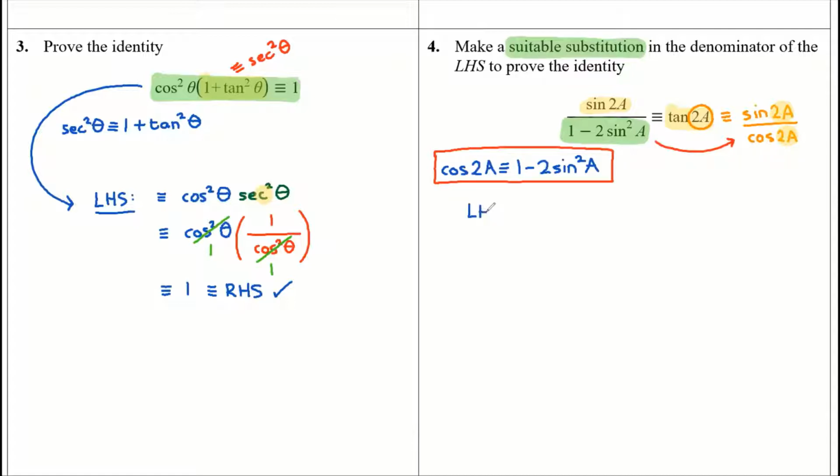So the left-hand side is going to become sine 2A, and then I use my identity straight away, over cos 2A. And you can again use the tan identity now, and that's going to be tan 2A as required.